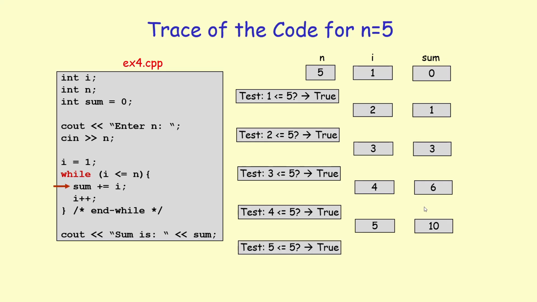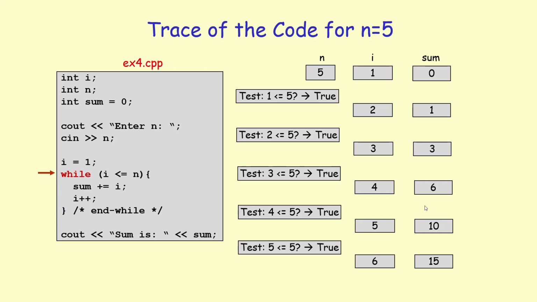Yes, so we get in. Again, we do sum plus I. So sum becomes 15. Again, 15 is now the sum of the numbers from 1 to 5. So it's 1 plus 2 plus 3 plus 4 plus 5 is 15. So you increment the loop counter variable, which becomes 6.